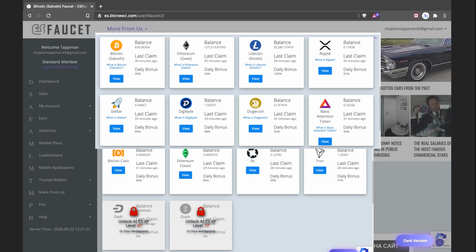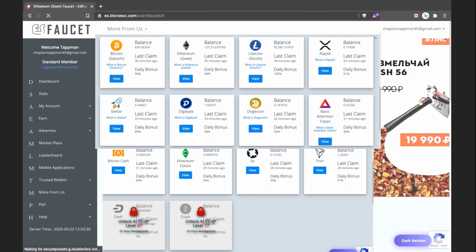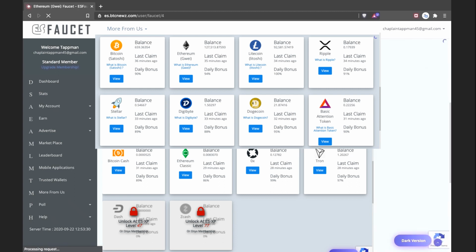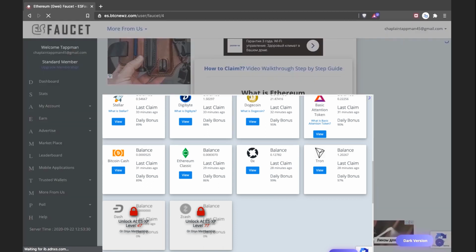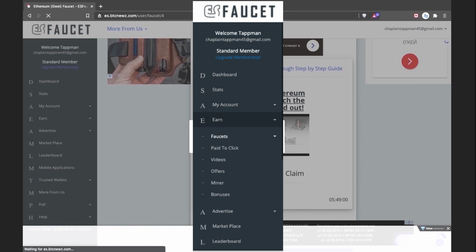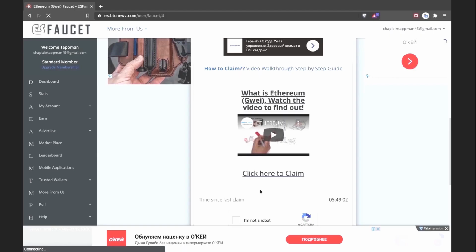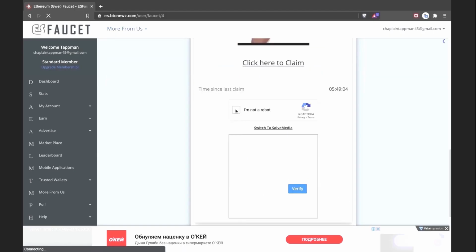Those cryptos are on the screen now, but they include the obvious Bitcoin, Ethereum, and then you have things like Tron, Digibyte, Bitcoin Cash, 0x. You claim by pressing Earn in the menu, then Faucets. It'll bring up this page. You press Claim, then you verify, then the blue button. Sometimes you need to complete a CAPTCHA to verify.